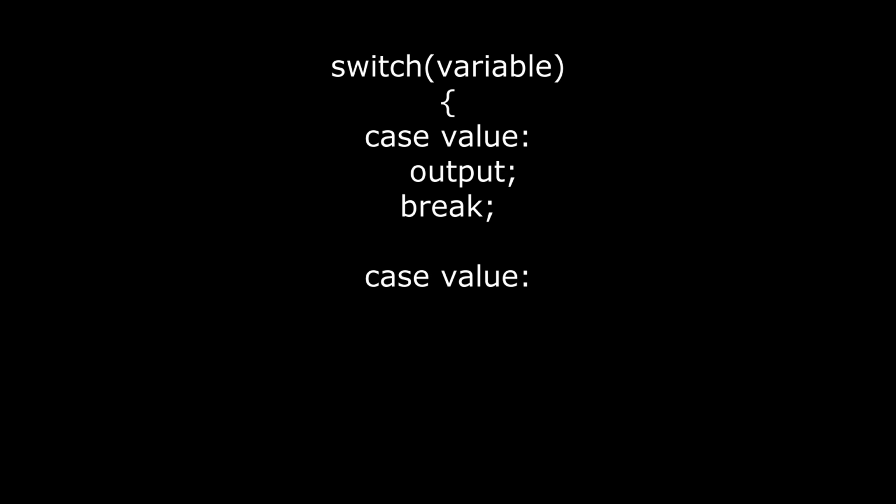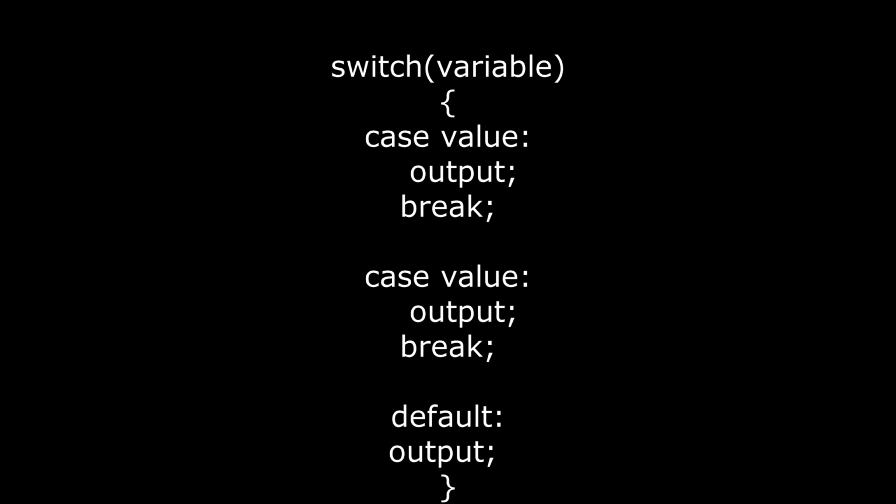Now let's take a look at the components of a switch statement. We start with the switch keyword followed by parentheses. Inside the parentheses is the variable we'd like to test. Here we see the curly braces. The curly braces are not optional and should always be used in the switch statement.